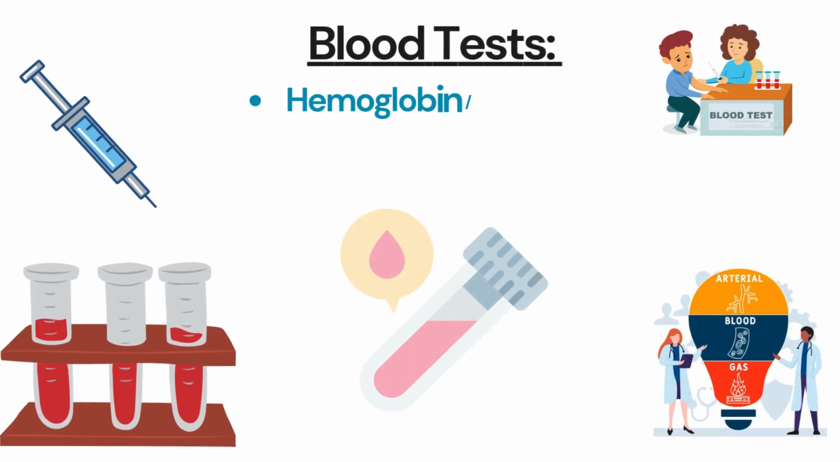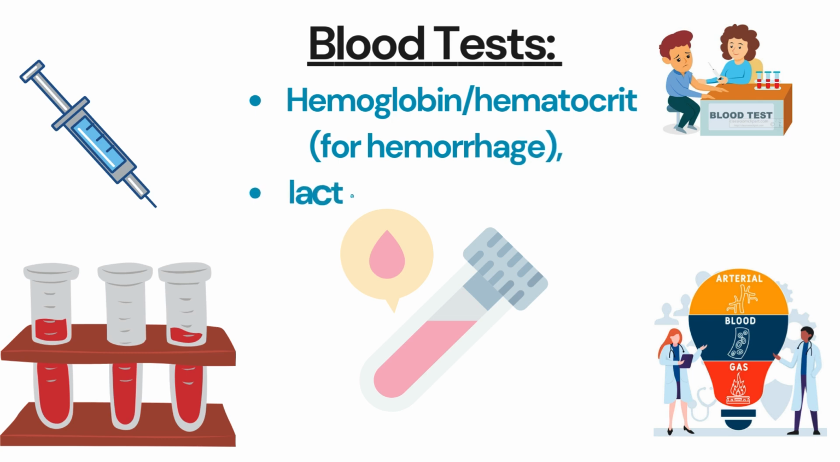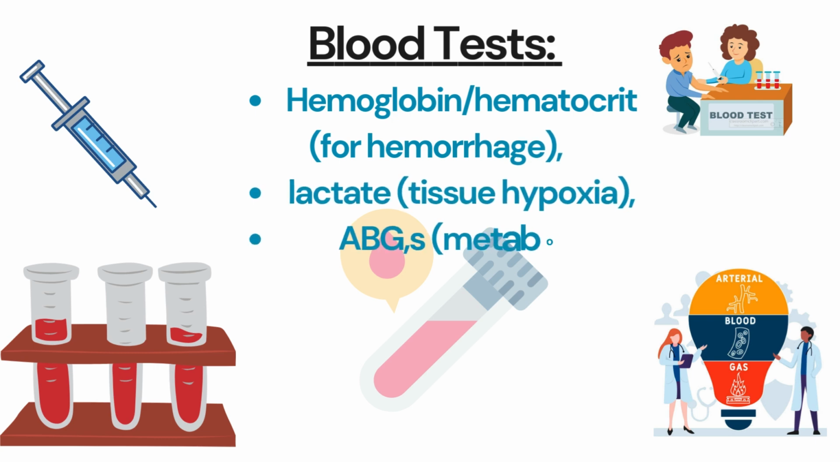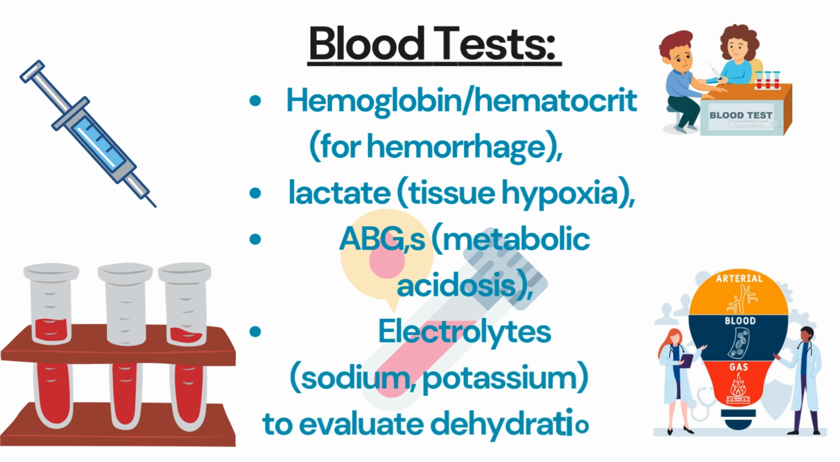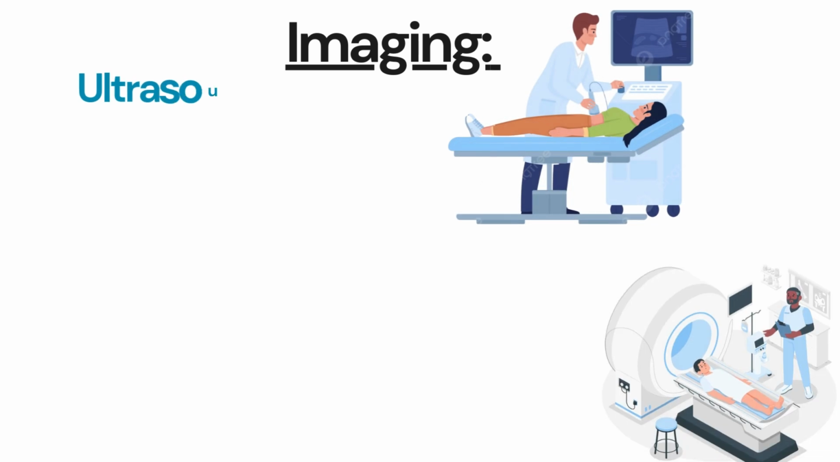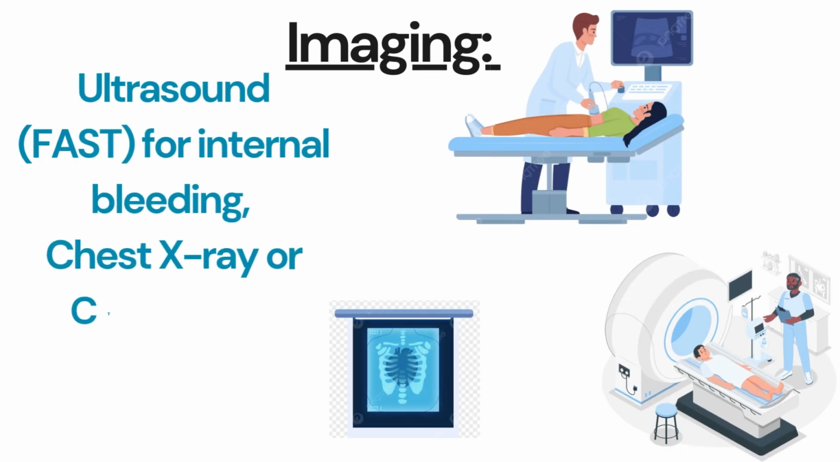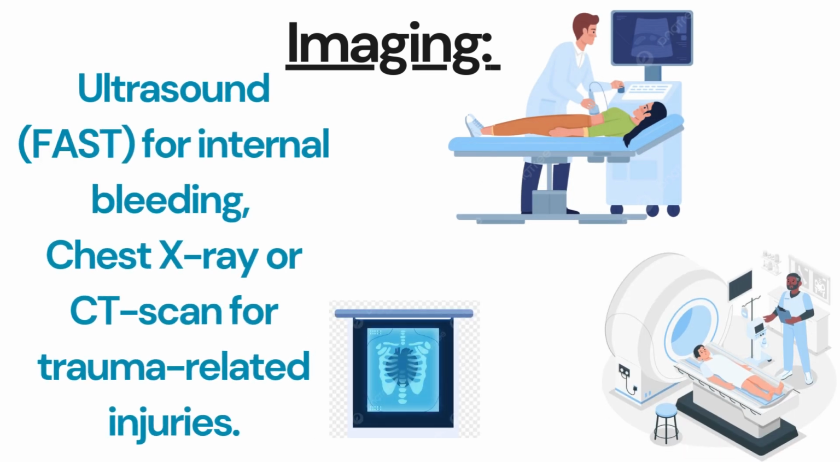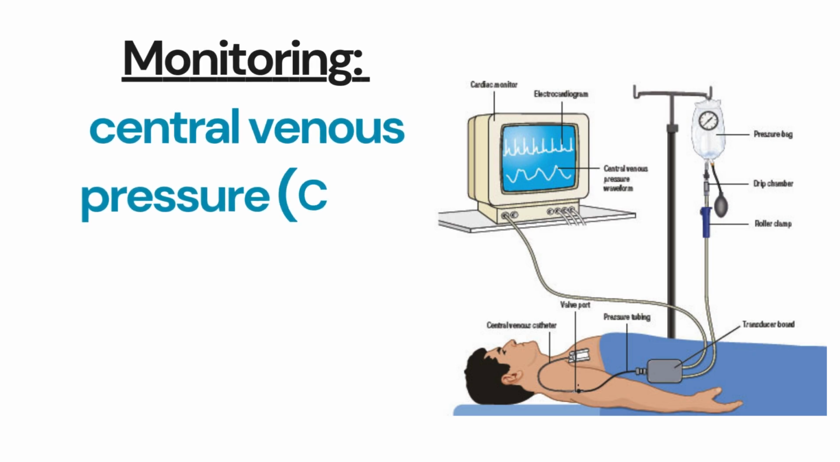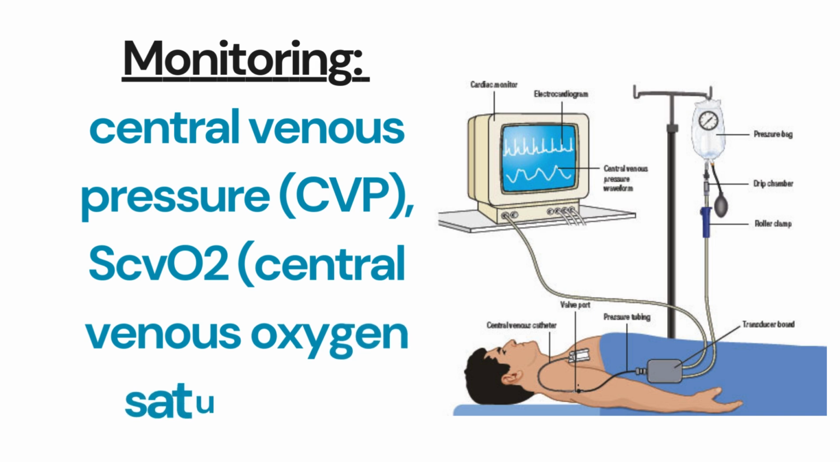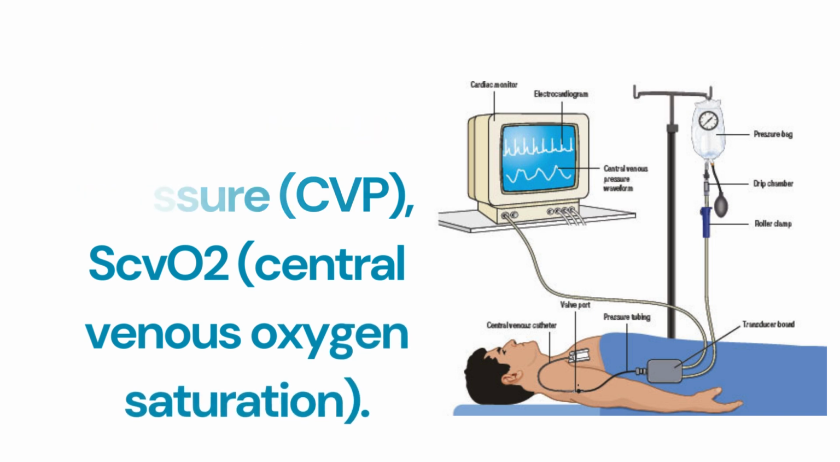Blood tests. Hemoglobin/hematocrit for hemorrhage, lactate for tissue hypoxia, ABGs for metabolic acidosis, and electrolytes, sodium, potassium, to evaluate dehydration. Imaging, ultrasound FAST for internal bleeding, chest X-ray or CT scan for trauma-related injuries. Monitoring, central venous pressure, CVP, ScvO2, central venous oxygen saturation.